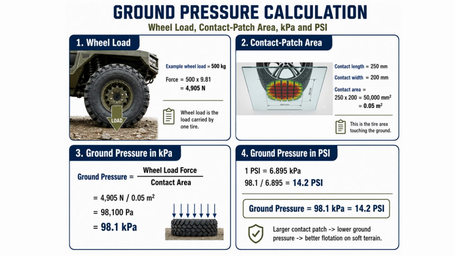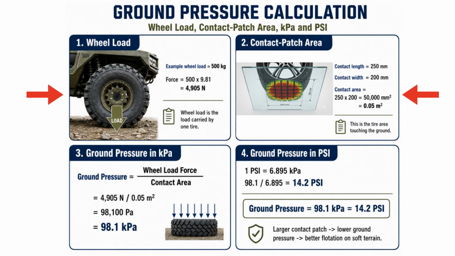Let us calculate the ground pressure created by one UGV tyre using the 4 sections shown. Section 1 explains wheel load. In this example, one tyre carries a load of 500 kilograms. Because pressure calculations require force, we multiply the wheel load by gravitational acceleration. 500 multiplied by 9.81 gives a downward force of 4,905 newtons acting through that tyre.